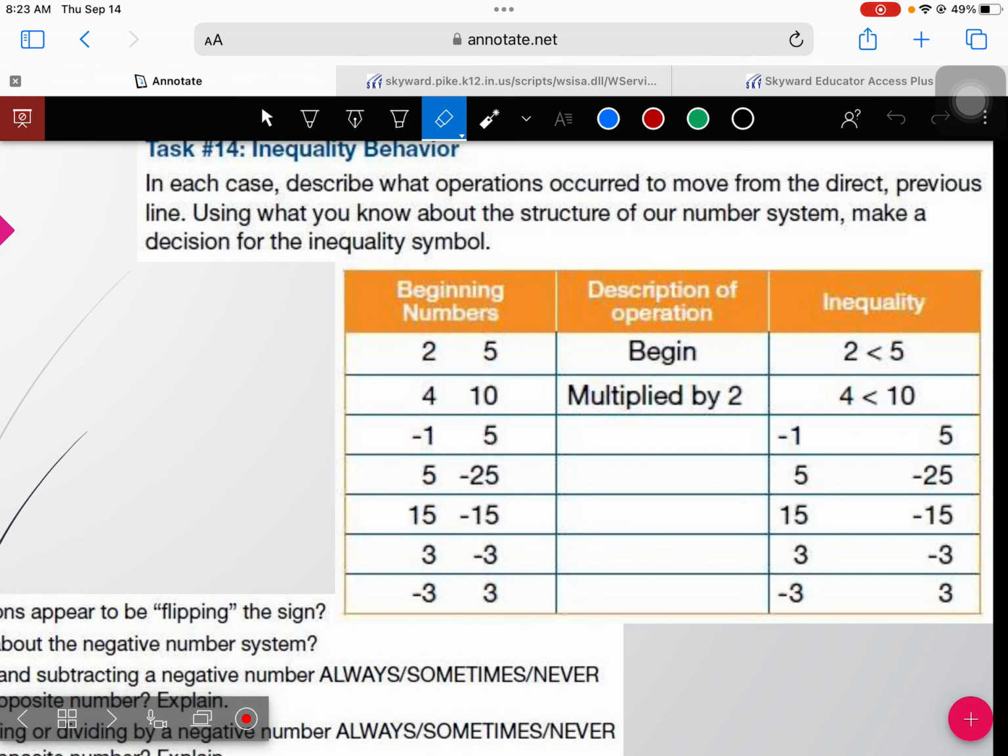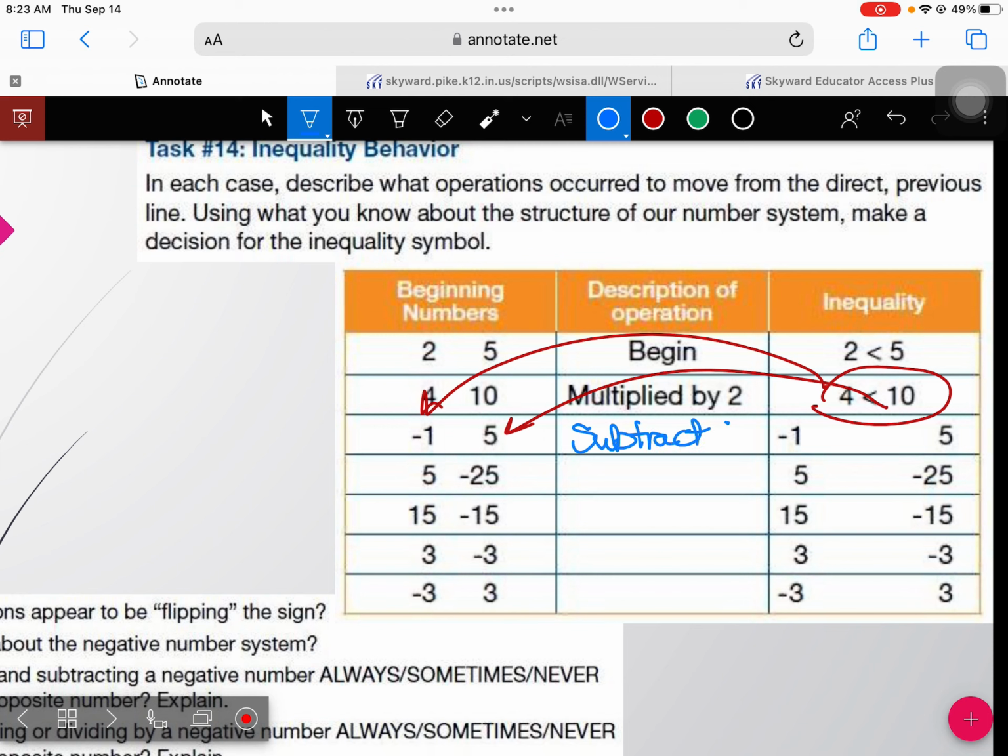And then we decided, how do I get from 4 and 10 to -1 and 5? And we said, what again? Subtract 5. So the operation is what goes in the middle. And when we subtracted 5, we get -1 and 5. And what's the inequality symbol again? Less than, which looks like a sideways L.